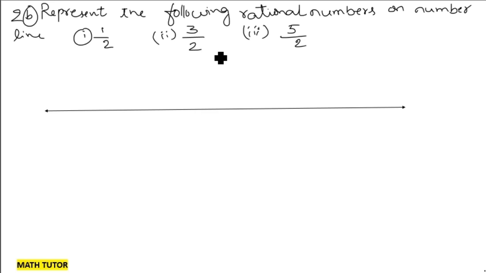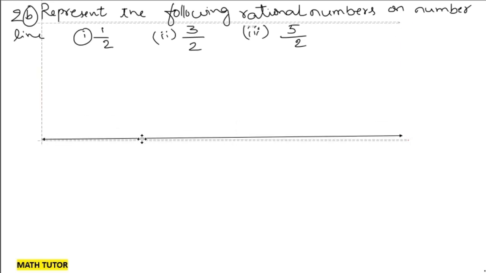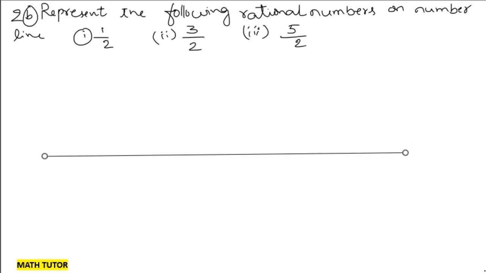Represent the following rational numbers on the number line: 1 by 2, 3 by 2 and 5 by 2. This is very easy actually. You just need to project the numbers on the number line. So let me draw the number line: 0, 1, 2, 3, 4 and so on. So what's the point here? 1 by 2 is nothing but 0.5, if you remember. So that 0.5 comes exactly between 0 and 1. So this is 0.5 or 1 by 2. I name it as point A.